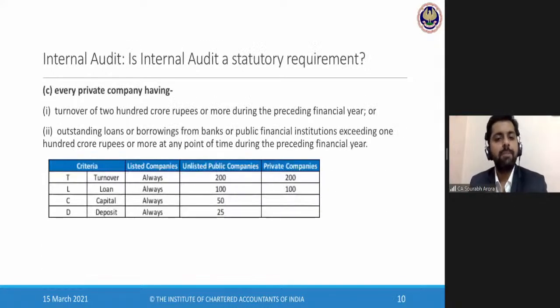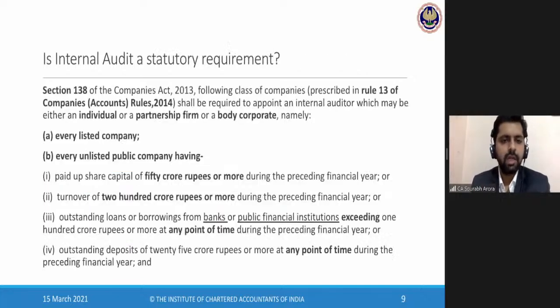And then every private limited company having turnover of 200 crore rupees or more during the preceding financial year, or outstanding loans or borrowings from banks or public financial institutions of more than 100 crore rupees at any point of time during the preceding financial year. So a good way to remember this is TLCD: turnover, loan, capital, deposit. Listed companies, it is always applicable. Unlisted public companies, 200, 150, 25. So this halves with every succeeding step. And private companies, only turnover and loan requirements are there, not capital and deposit. I hope this is clear.